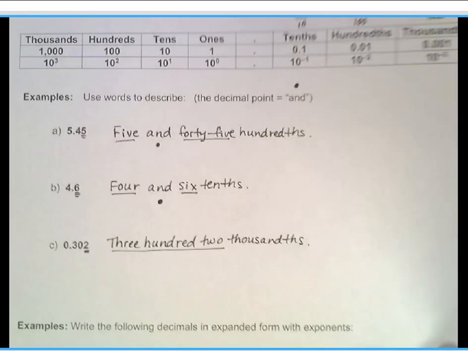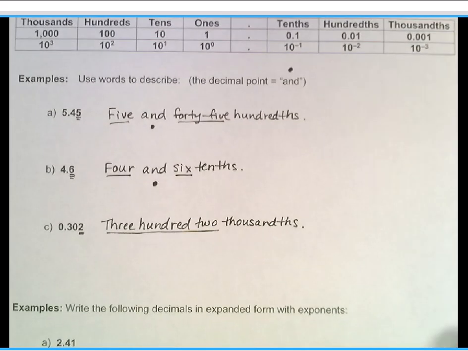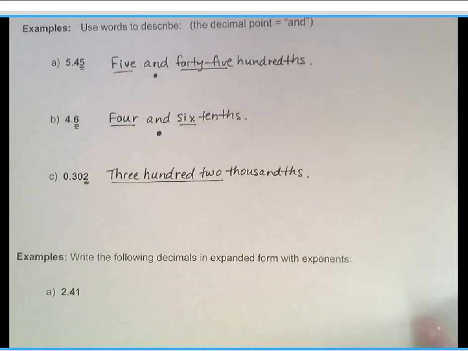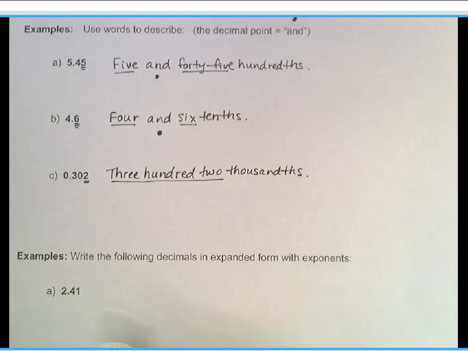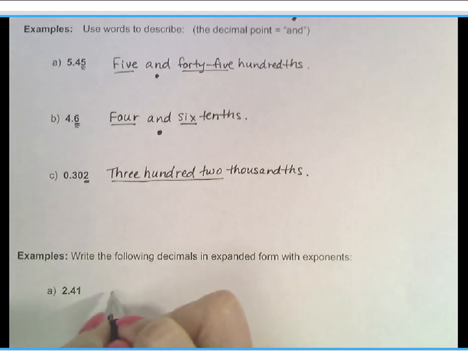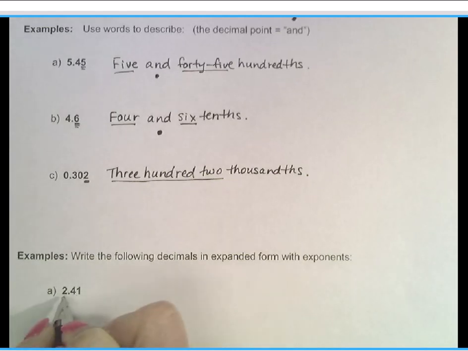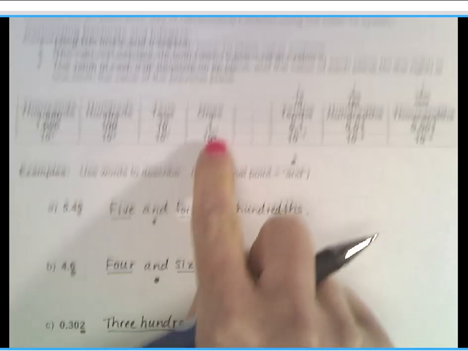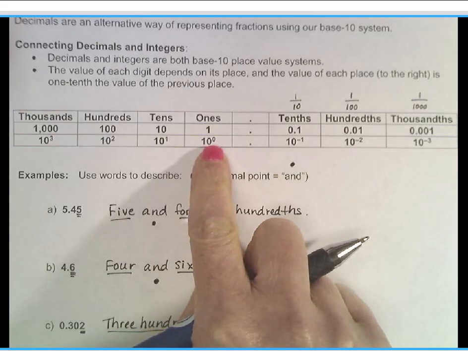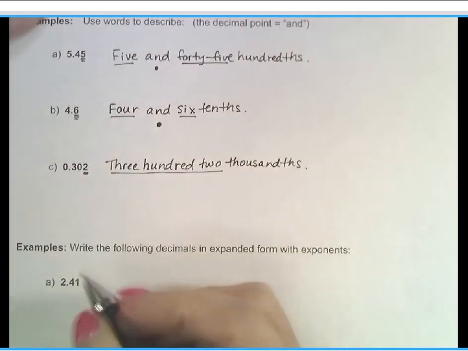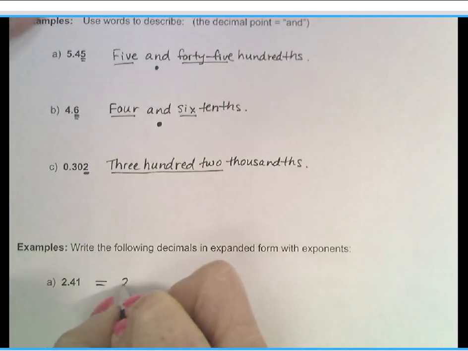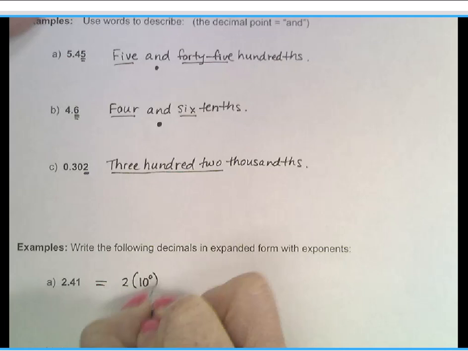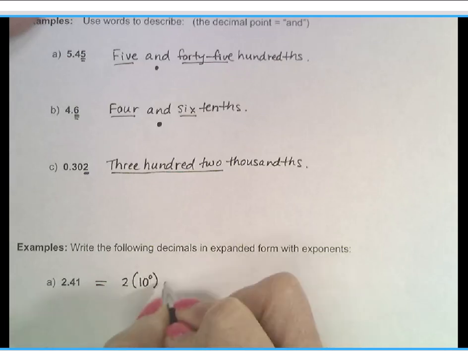Now we're going to practice writing some numbers in expanded form with exponents. We're going to use the exponents that are at the top of the page. So we're going to stick all of these together with plus signs. So we start off with the 2, and the 2 is sitting in the ones place, and the exponent you use for the ones place is 10 to the 0. So this is going to be 2 ones, right? We have 2 ones, so 2 times 10 to the 0.